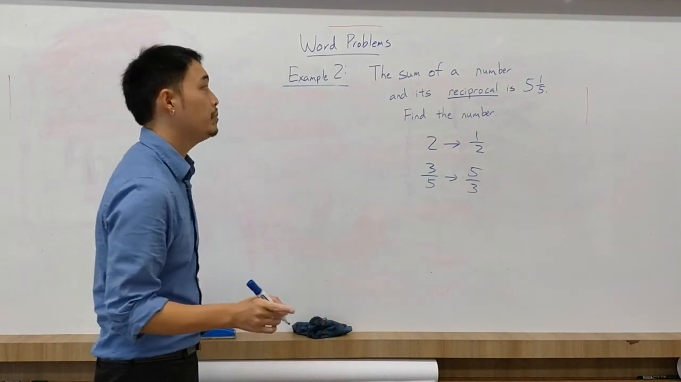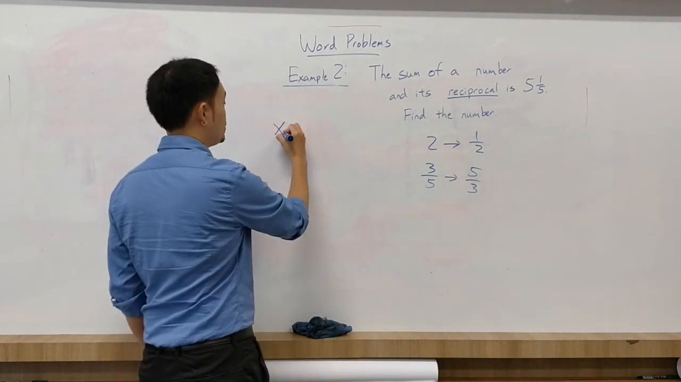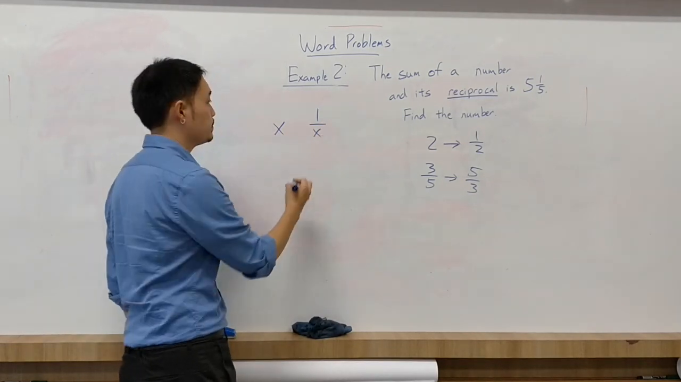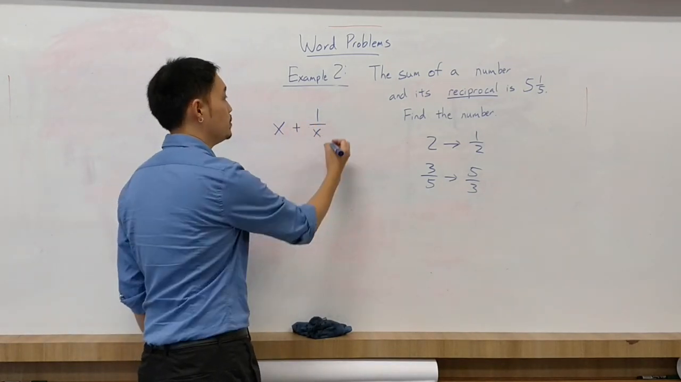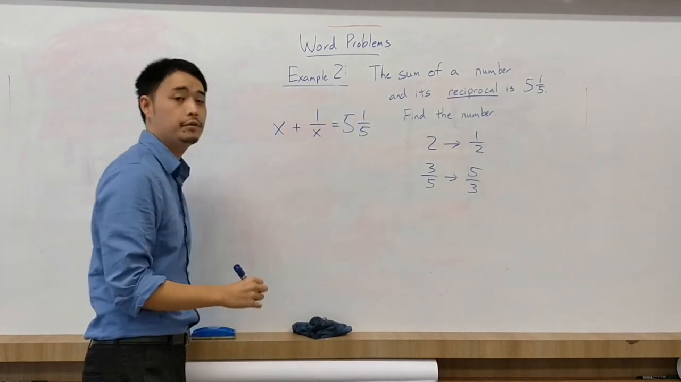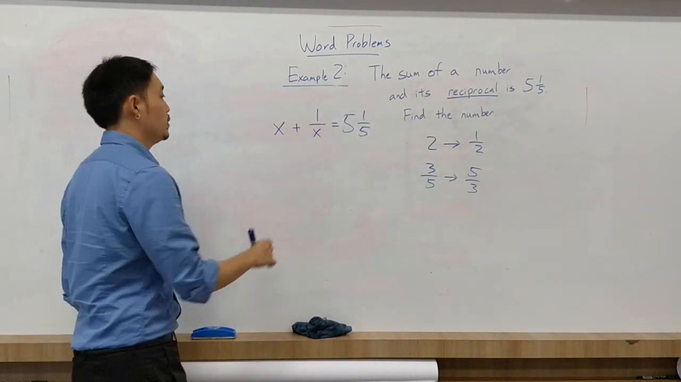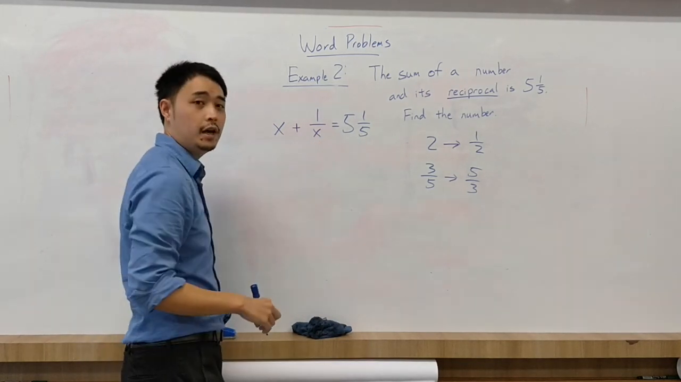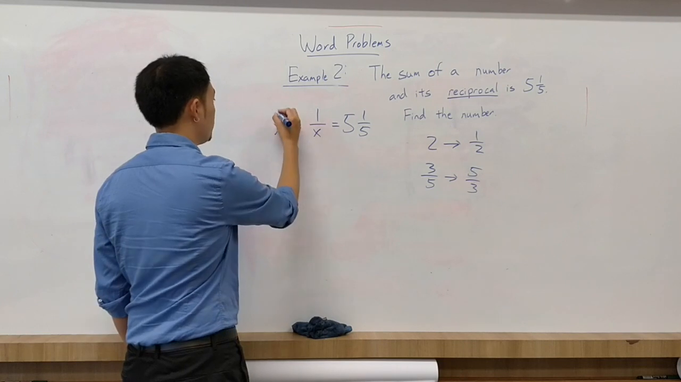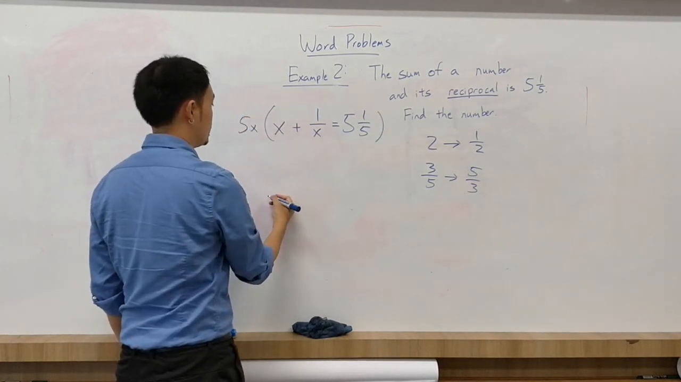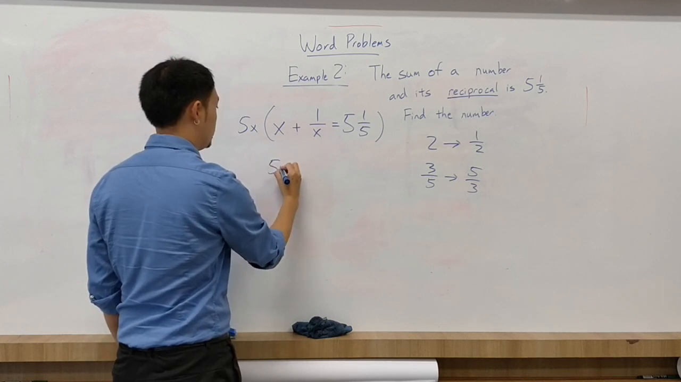So the sum of a number and its reciprocal, we could say the number is x and the reciprocal is 1 over x. So the sum of those two is equal to 5 1/5. We want to find x. In this case, I really don't like to have x and 5 in my denominator, so I'm going to multiply this whole thing through by 5x. And I'm going to end up with an equation that looks like this.